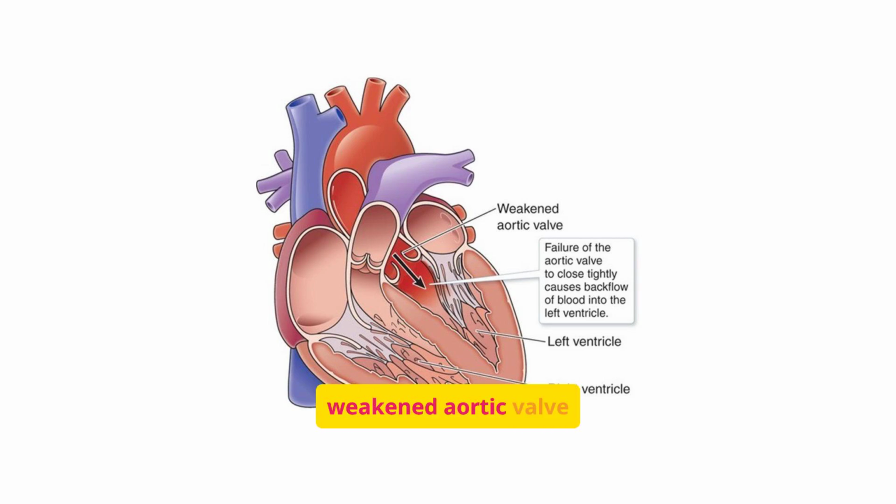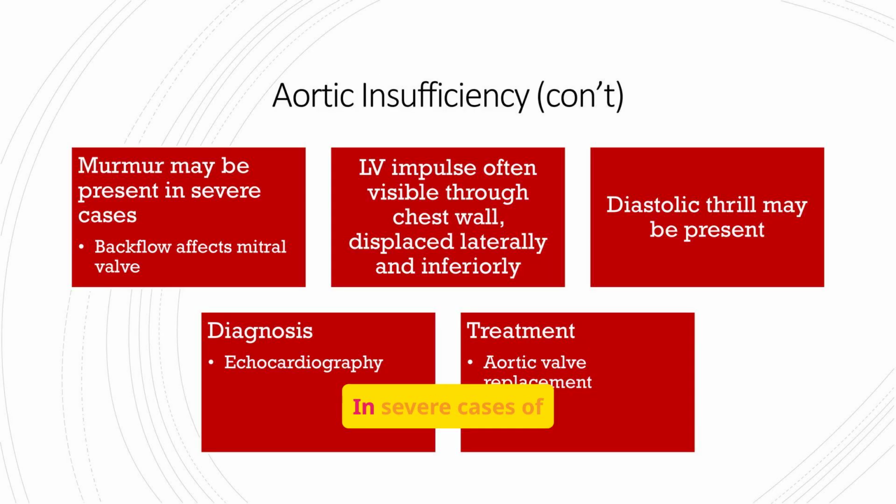The weakened aortic valve fails to close tightly, causing backflow of blood into the left ventricle. In severe cases of aortic insufficiency, a murmur may be present, and backflow affects the mitral valve. The LV impulse is often visible through the chest wall, displaced laterally and inferiorly. A diastolic thrill may be present. Diagnosis is made with echocardiography, and treatment involves aortic valve replacement.